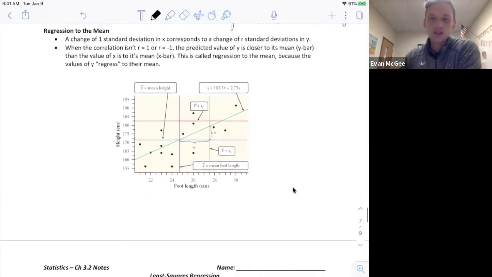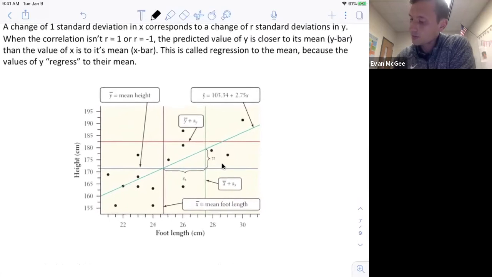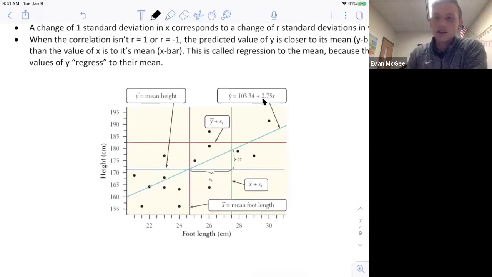Next, I want to discuss something called regression to the mean. We're not going to dive too much into this, but it is helpful to understand what's going on here. So if you're looking at this graph here, you can see that the regression line that we just found is right here in green. And then they've started at the mean of the x values, which is right here in purple, and the mean of the y values is right here in blue. So you can see it passes through that point, x bar, y bar.